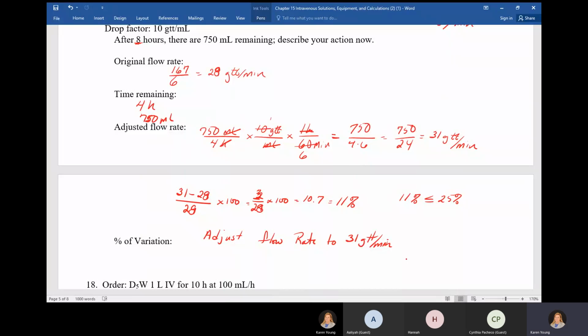Okay, so are there any questions? Did we come out with the same thing? I got 29 drops the first time and I realized I hit the wrong button. I got 28 drops for the original, 31 drops for the adjusted. I have 11% for the percent of variation, which means that I can adjust the flow rate to 31 drops per minute.